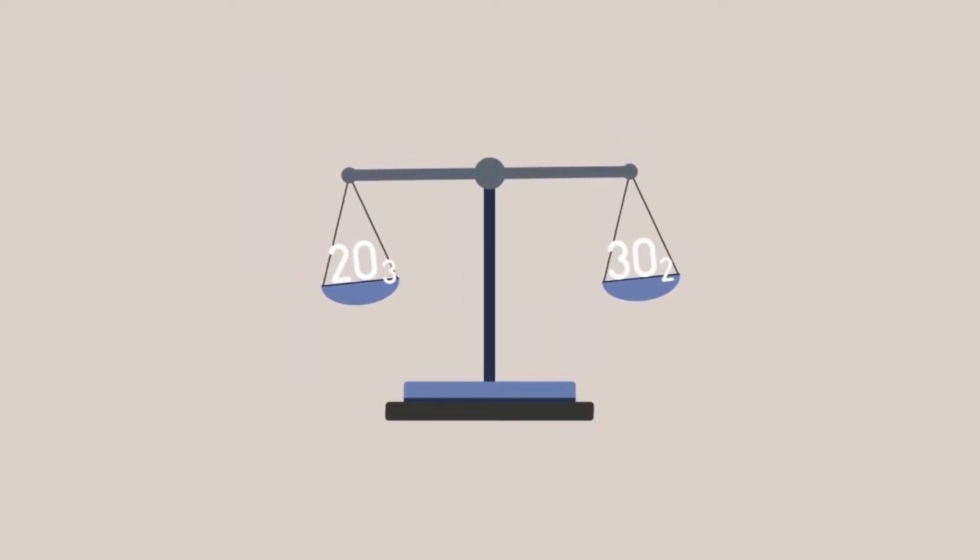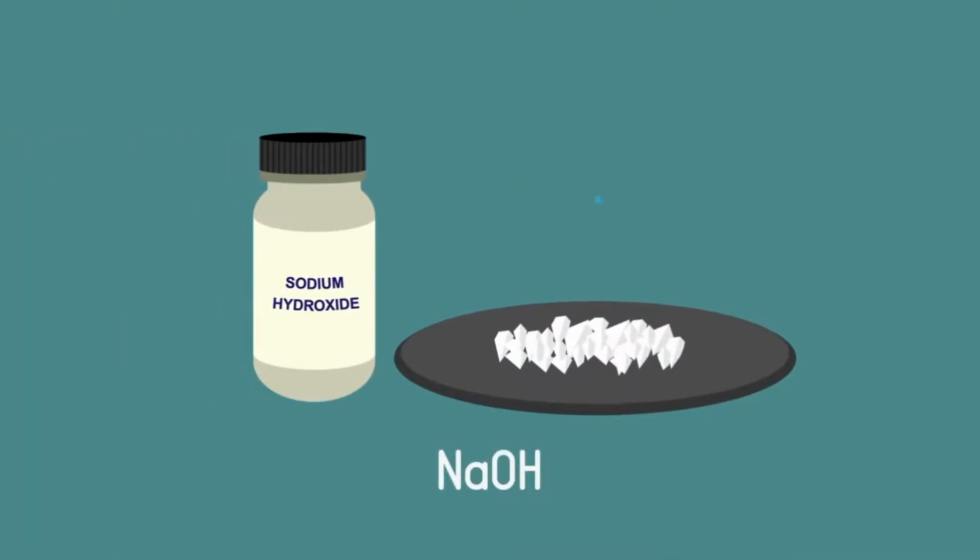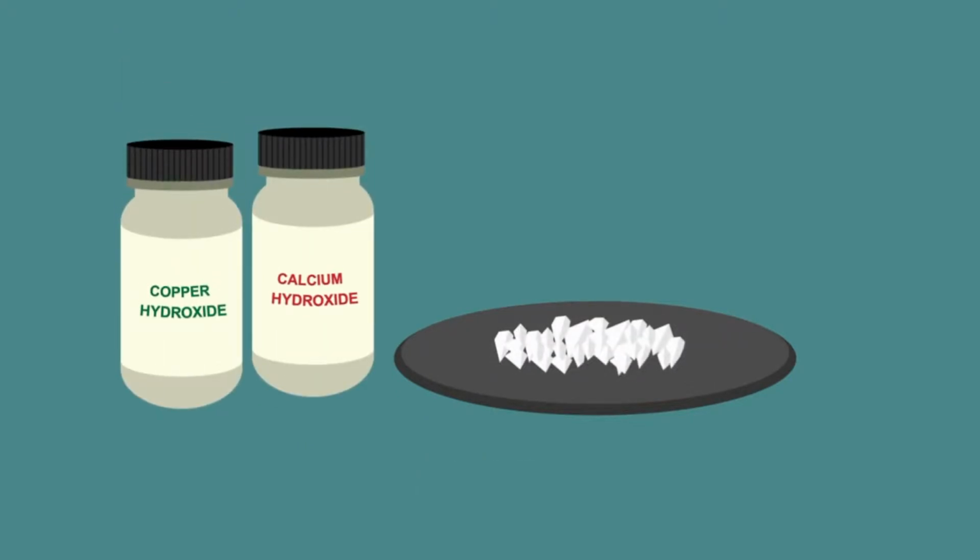Let's have a go at balancing an equation. Sodium hydroxide is a soluble salt, but most other hydroxides are insoluble. They can be made by reacting with sodium hydroxide, like this.